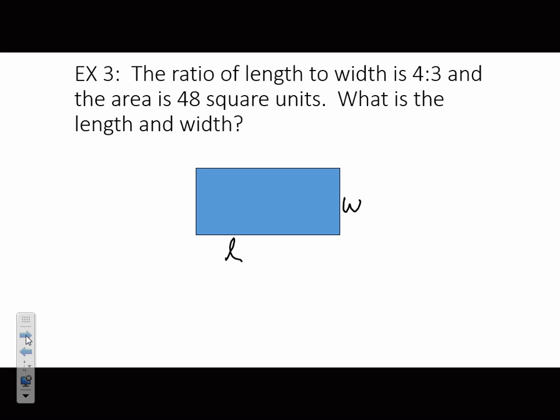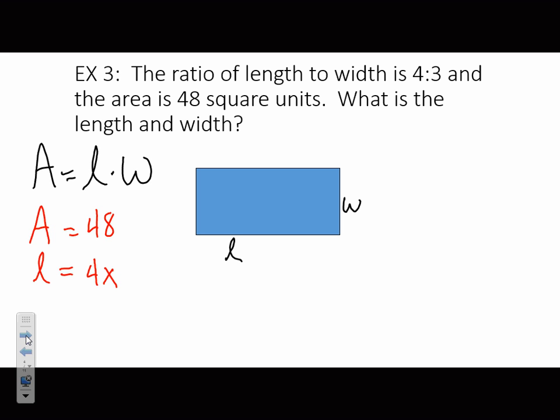Well, it's a rectangle, so we need to write our equation. To find the area of a rectangle, area equals length times width. So we have to write down all the information we know. We know our area equals 48. We know the ratio of our length to width. Our length is 4x, again, because it could be 4, it could be 8, it could be 12. And our width is 3x. I'm getting this 4 and this 3 from the ratio that they gave us, okay? So I'm just plugging that into the information that I know.